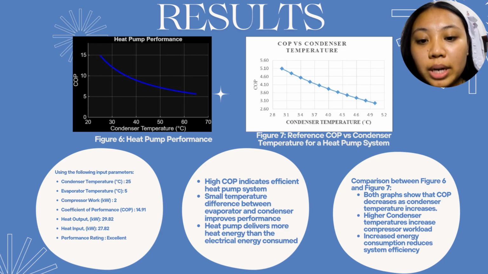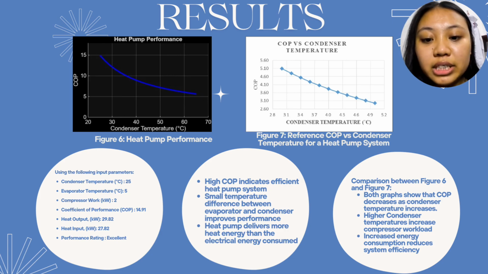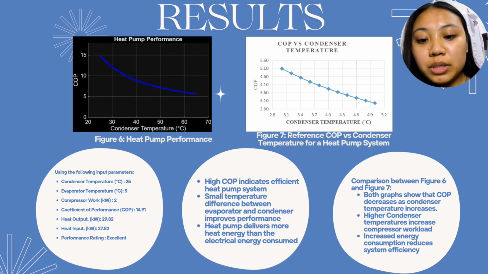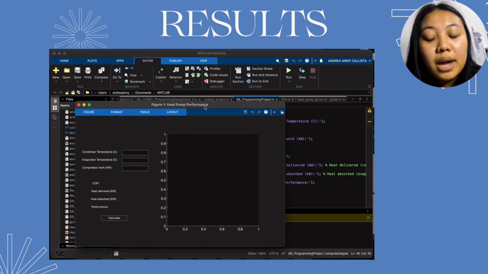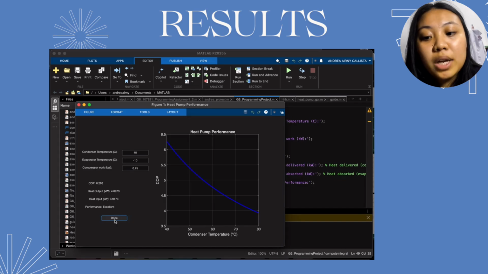So, for comparison between figure 6 and figure 7, both graphs show that COP decreases as condenser temperature increases. Higher condenser temperatures increase compressor workload, increase energy consumption, and reduce system efficiency. So for this part, we run the MATLAB program and enter the input values. The program then generates a graph showing the heat delivered and COP of the heat pump system.